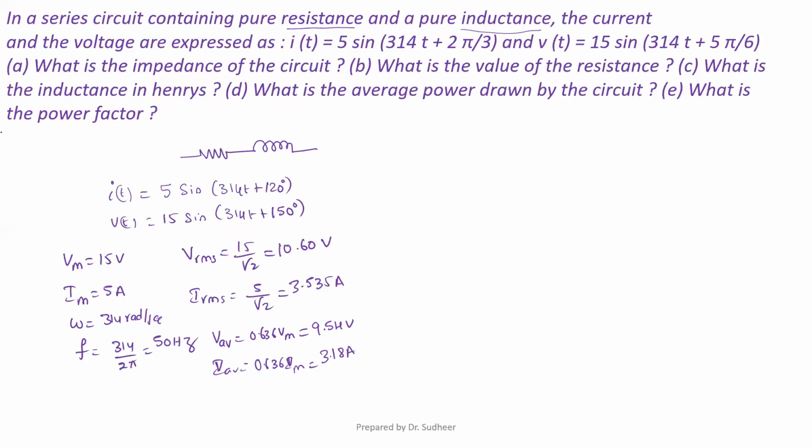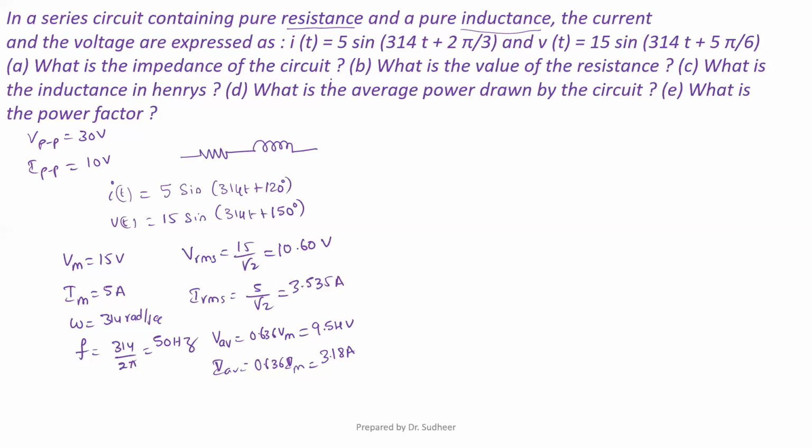If he is asking in a problem, what is V peak to peak? V peak to peak is 15 of 15, 30 volts. What is I peak to peak? 5 of 5, it will be 10 amperes. These are the things which he may ask, and then he may ask what is the angular difference between V and I, that also we will see.